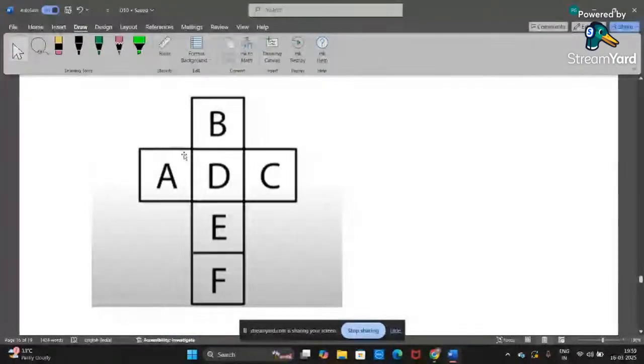See, A, B, D, E, F are in the sequence, right? After B, it is D. This is connected with E. But by looking at this, we can directly tell that D and E are on opposite faces, and C and A are on opposite faces, right? And after B we will get F. That also we can identify by looking at this.